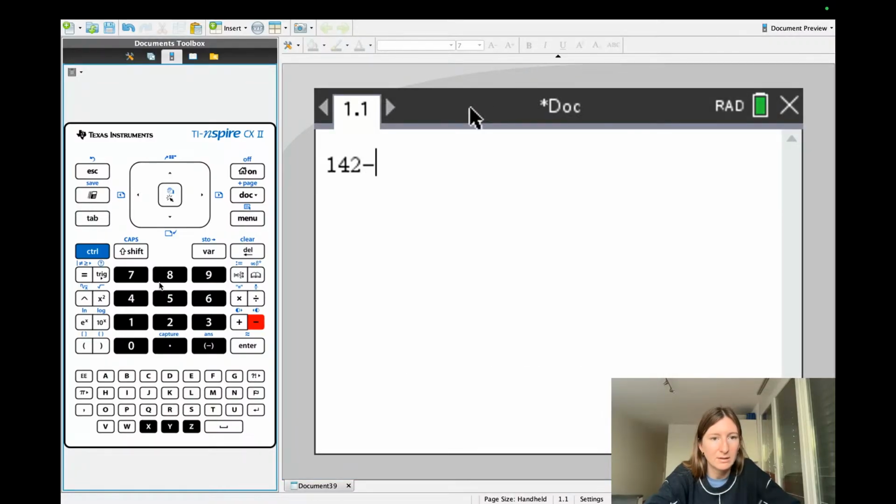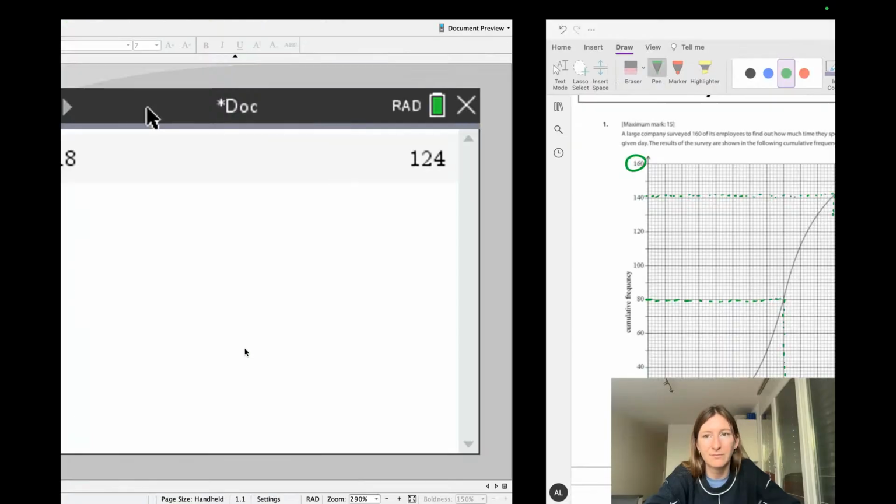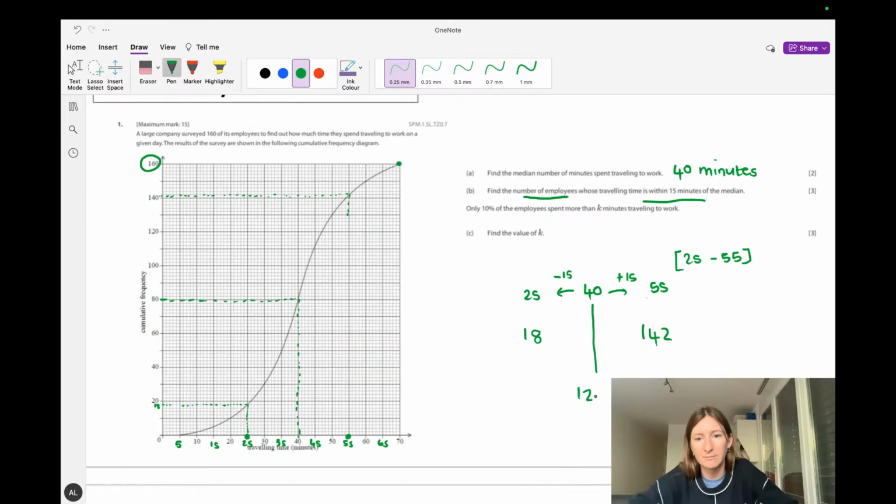142 minus 18 is 124 employees. Probably could have done that in my head, but just saving time. So the number of employees whose traveling time is within 15 minutes of the median is 124. And that's a nice 3 marks for that. You'd get 1 mark for the interval, 1 mark for reading off these values, and 1 mark for 124.